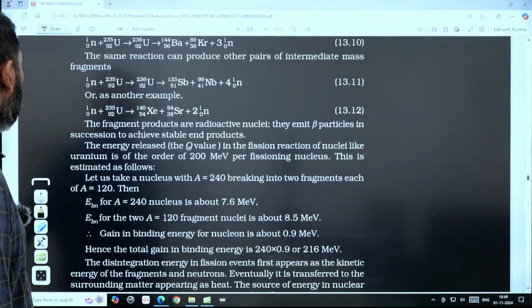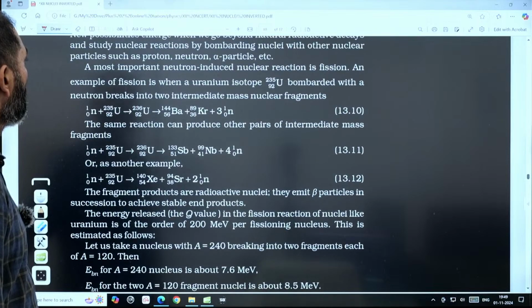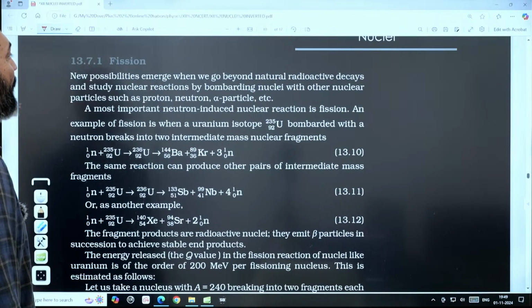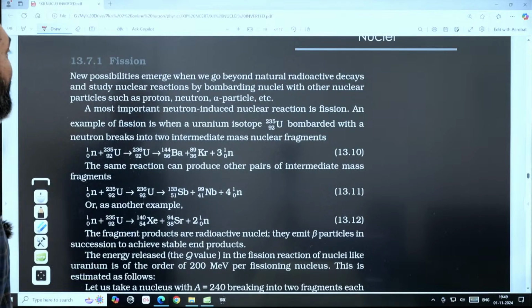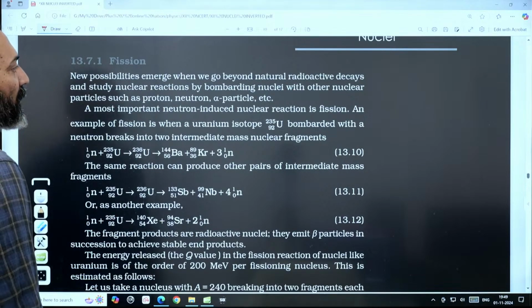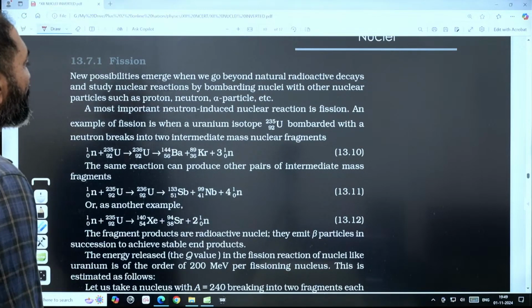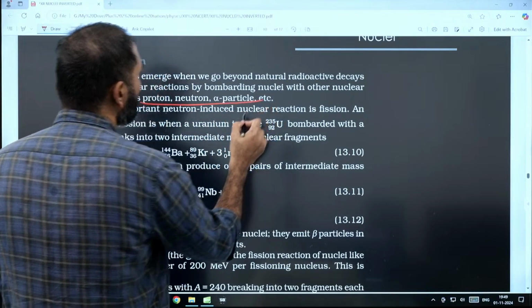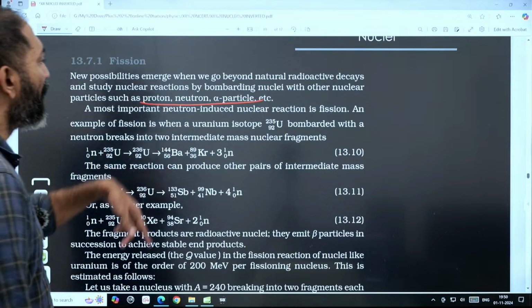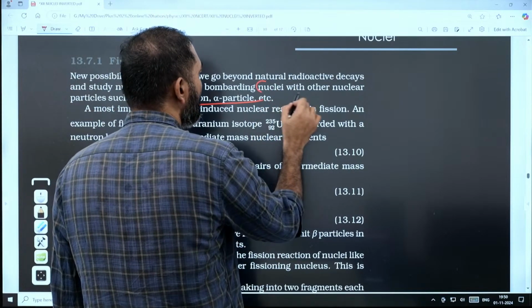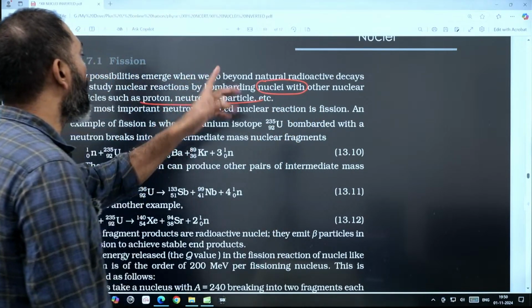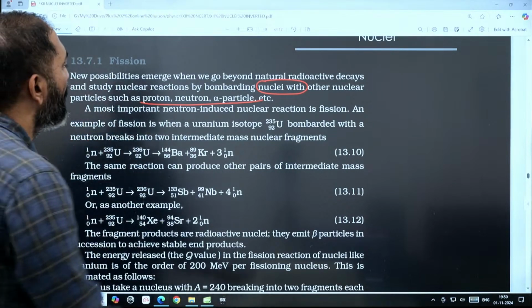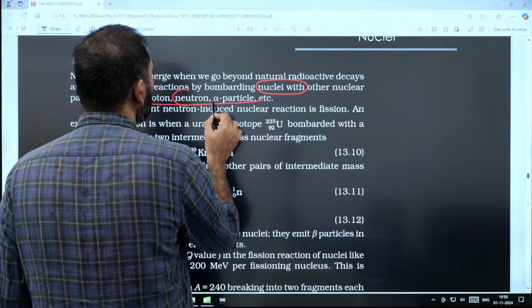Next is nuclear fission. New possibilities emerge when we go beyond natural radioactive decays and study nuclear reactions by bombarding nuclei with other particles such as protons, neutrons and alpha particles. So what happens in nuclear fission? We bombard a nucleus with a proton, neutron or alpha particle. Out of these, the preferred choice is the neutron.